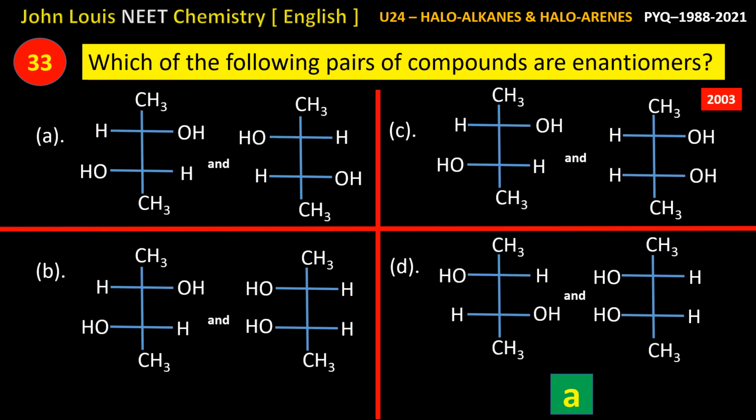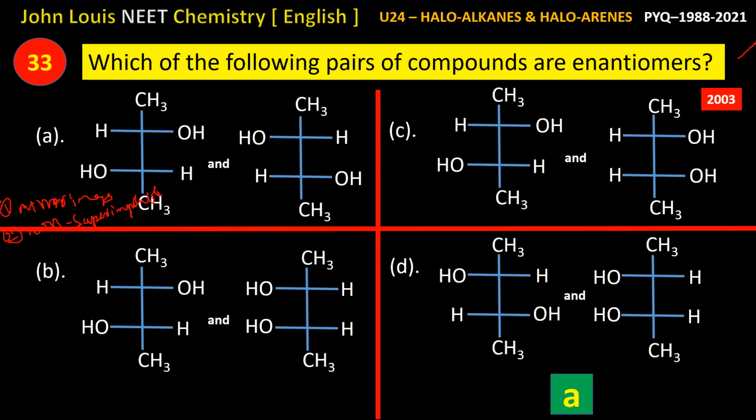Which of the following pairs of compounds are enantiomers? See, for enantiomers, what should it be? It should be mirror images of each other. Both the compounds should be mirror images of each other. This is the first condition. And the second condition should be non-superimposable.